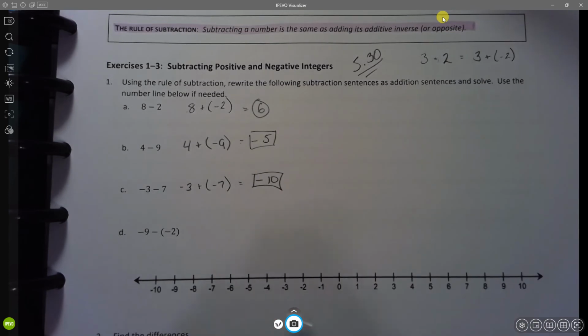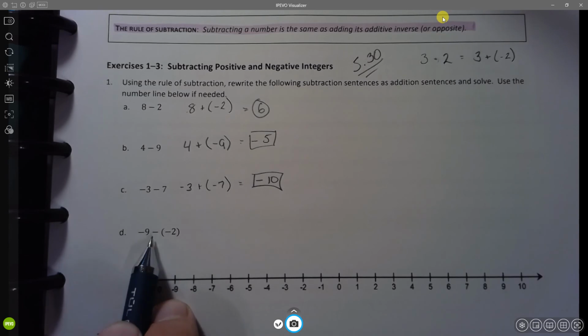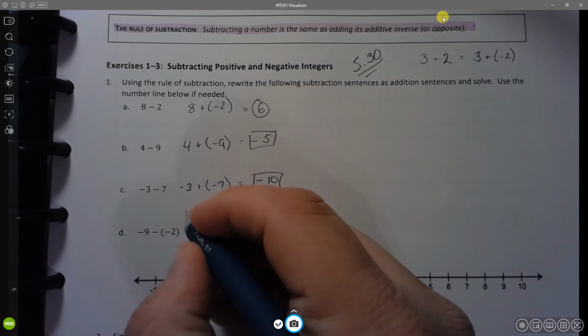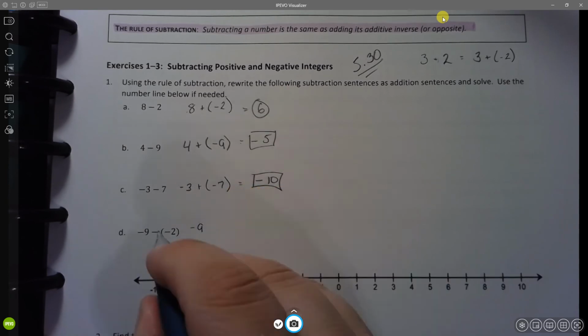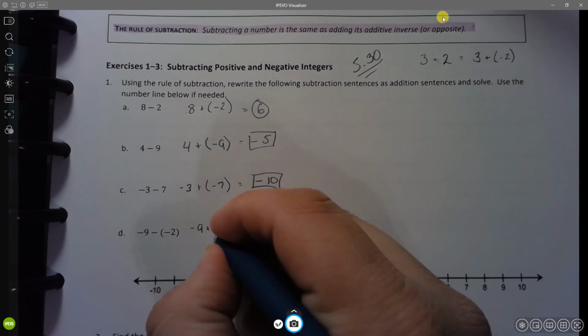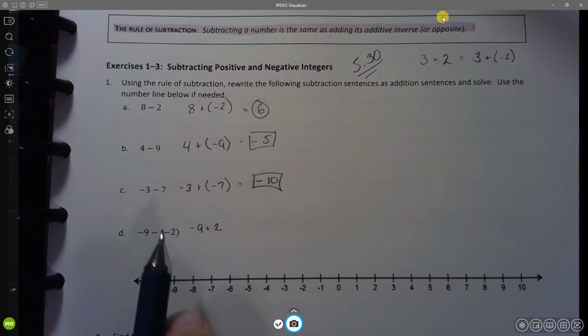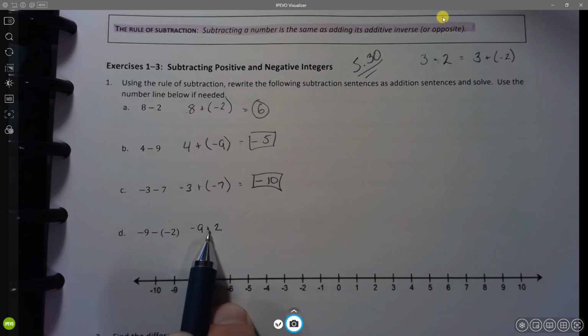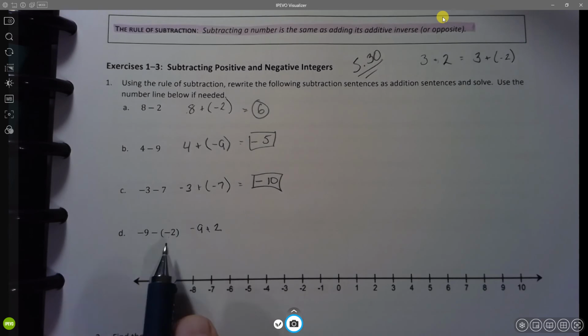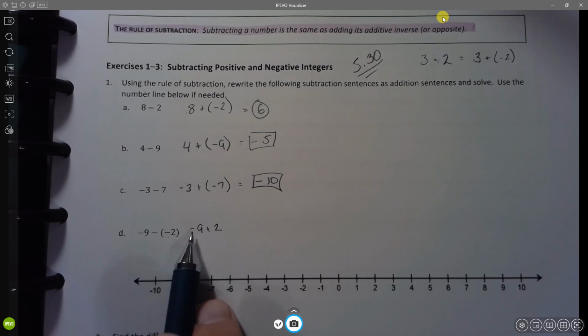Okay. Now I want you to take very good close attention to this one here. You got a negative 9 minus a negative 2. Watch what happens to this problem. So we keep a negative 9. We're going to add the inverse of a negative 2, which would be 2. So a minus negative equals a positive. So a negative 9 minus a negative 2 is the same as saying a negative 9 plus 2.